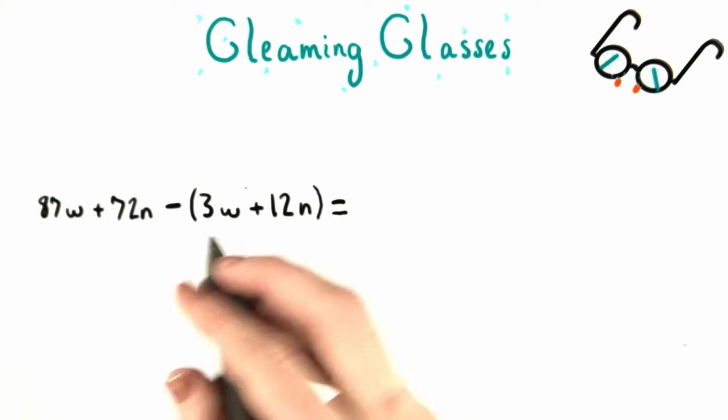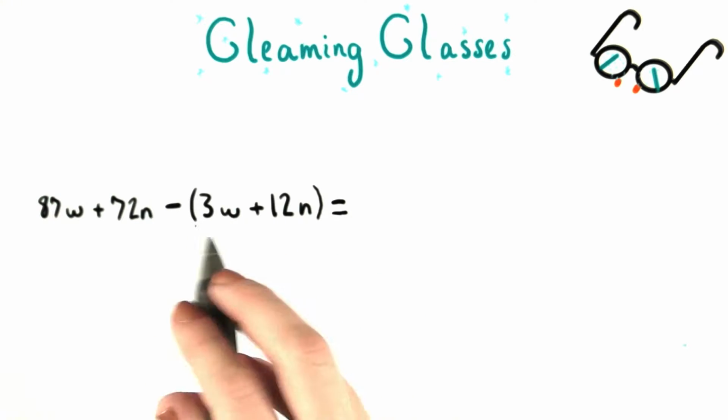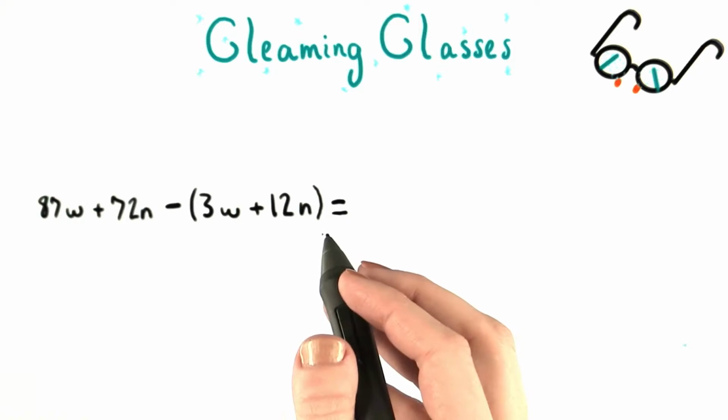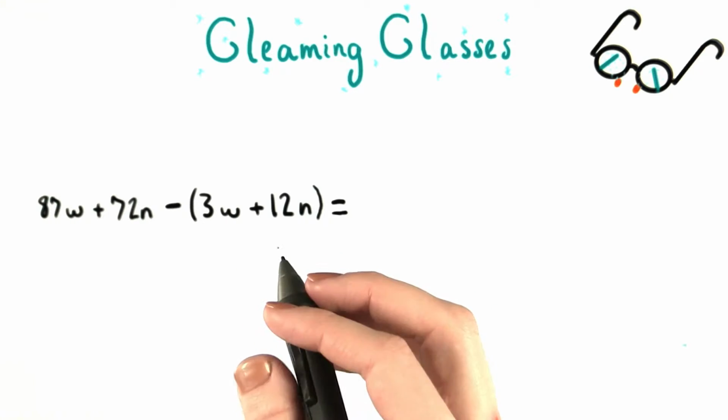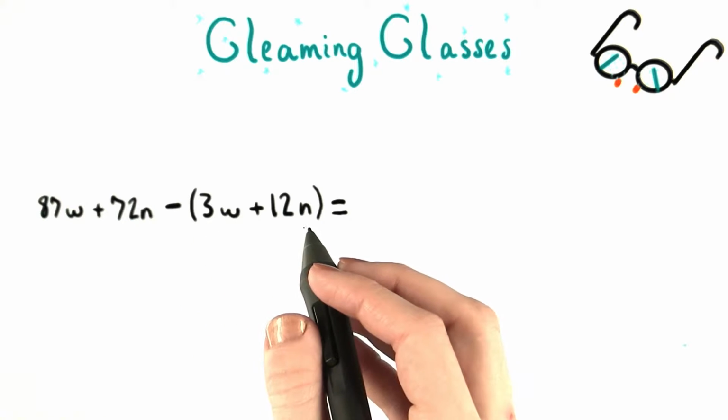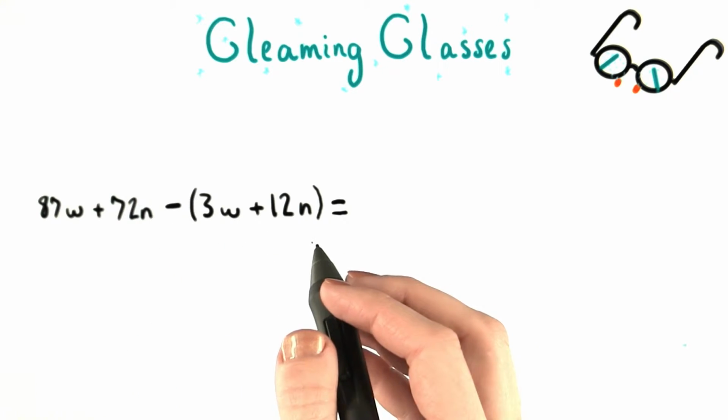I said earlier that the reason we needed to put parentheses around 3w plus 12n, or the total amount of money that Grant would have gained from the orders that have now been canceled, was because this is one sum of money, and we want to subtract the whole thing, not just part of it.